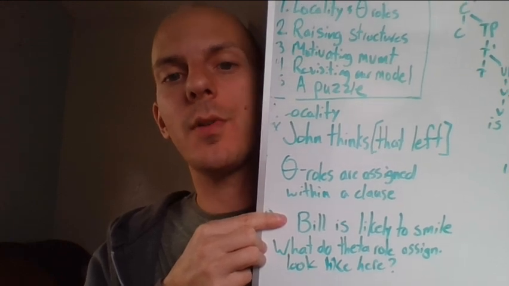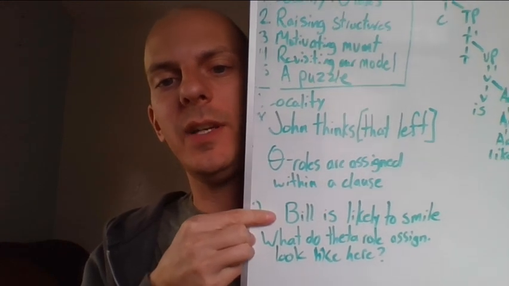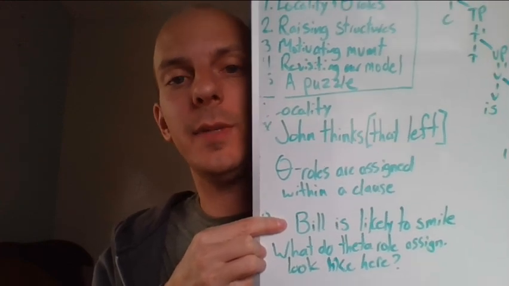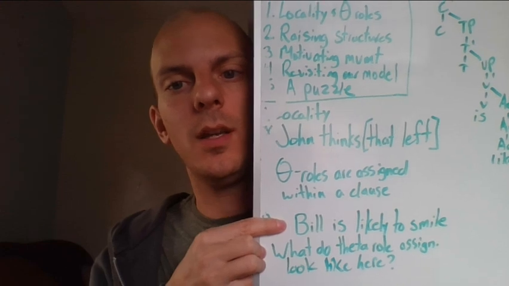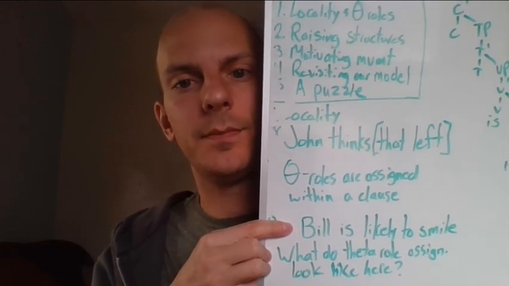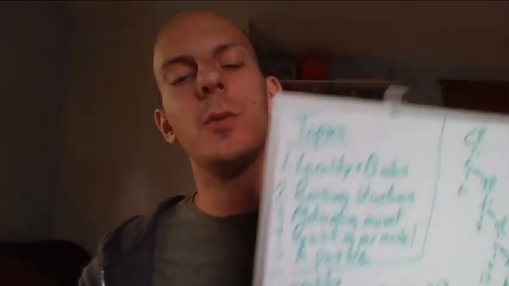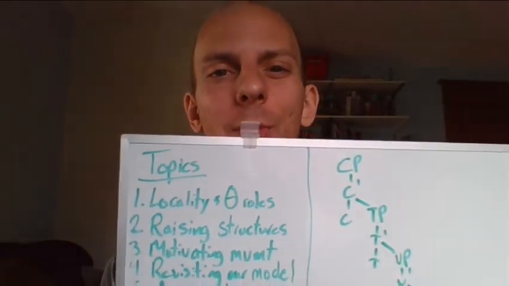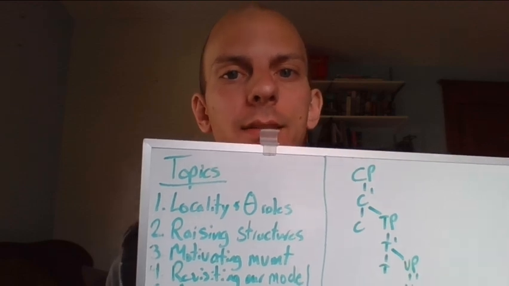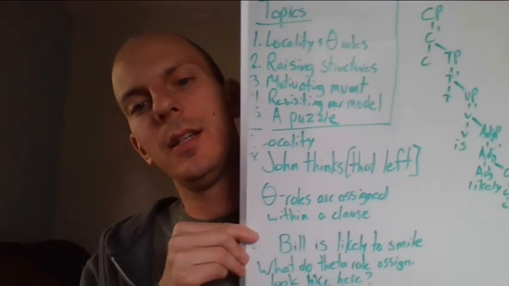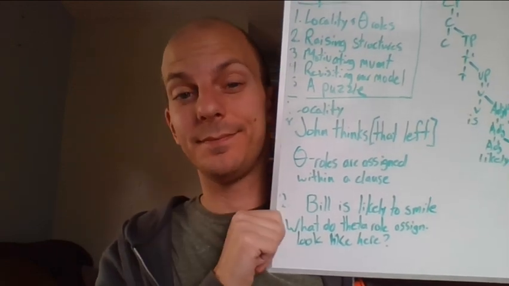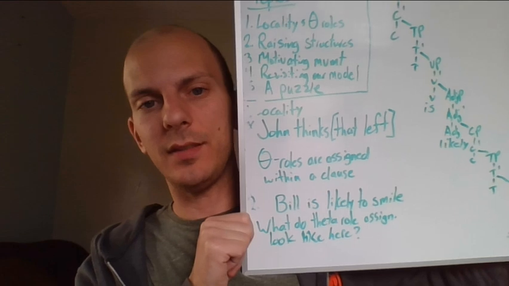And what we want to do right now is figure out what theta roles are being assigned here and what the assignment looks like of these theta roles. Bill is likely to smile. So first of all, the question that we want to ask ourselves is, how many predicates, how many assigners do we have? Bill is likely to smile. Give you a second to think about it.